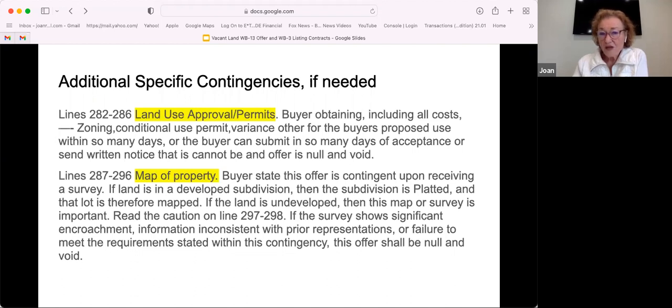The buyer states this offer is contingent upon receiving a survey. If the land is in a developed subdivision, the subdivision is platted, the subdivision plat, and you are able to get that, see that, and that lot is therefore mapped. A subdivision plat is the same thing as a survey. So if you're buying a subdivision lot, you don't also ask for a survey because you have it in the subdivision plat. If the land is undeveloped, then this map or survey is important, because read the caution on lines 297 to 298.